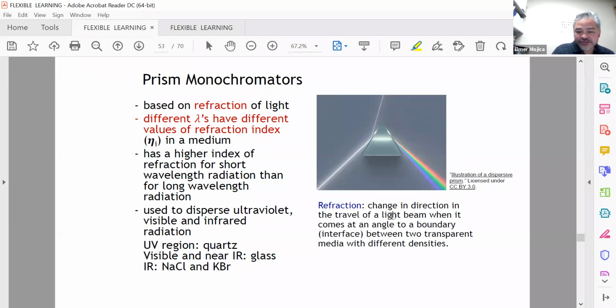So prism monochromators are used to disperse UV, visible, and IR radiation. In the UV region, it's quartz. In the visible and near IR, it could be a material made of glass. And in the IR, you have NaCl and KBr.